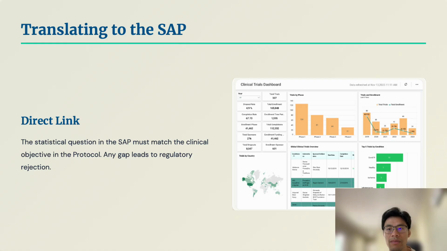This translation must carry over into your SAP. The statistical question in your SAP must be a direct mirror of the clinical objective in the protocol. Any gap between these two documents is a major red flag for regulatory reviews. Full consistency is the key to a clean submission. Mastering this translation is the foundation of trial design.